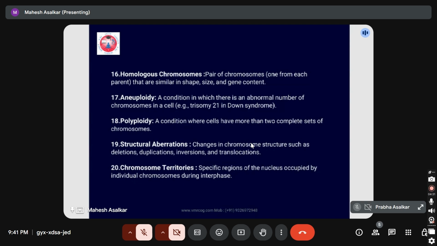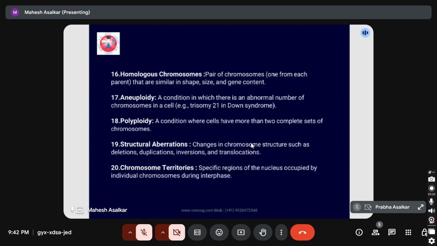Then, what is aneuploidy? A condition in which there is an abnormal number of chromosome in a cell. So trisomy 21 in Down syndrome. So there will be 21 chromosomes. Okay. Then you have polyploidy, a condition where the cells have more than two complete sets of chromosomes. Normally, there are only two sets of chromosomes, each with a 23. Okay, that forms 46 chromosomes. But sometimes there may be three sets or four sets of 23. Okay, that is called as polyploidy.